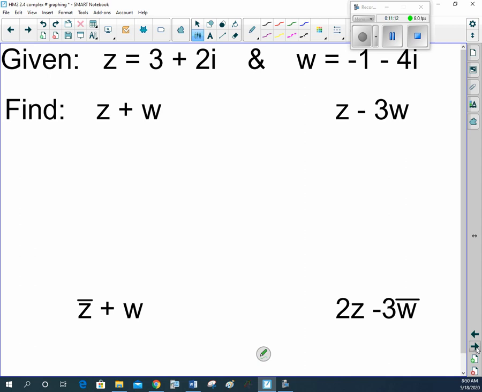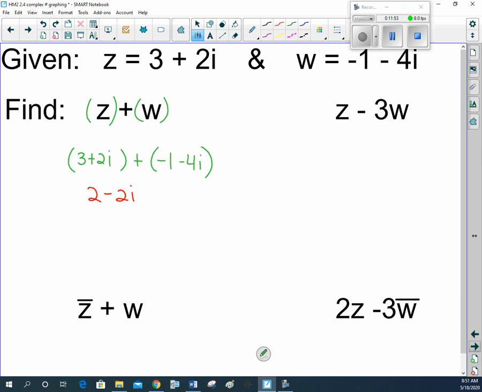So usually what I do is whatever the complex number is, I just put it in grouping symbols. So this is saying z plus w. So I'll go 3 plus 2i plus, and then I put grouping symbols for the other one. w is -1 minus 4i. That's going to help me keep everything grouped the correct way. It'll help my signs stay correct. So then from there, all I do is combine like terms. So 3 minus 1 is 2, and 2i plus a -4i is subtract 2i. So there we go. We got 2 minus 2i. That's z plus w.